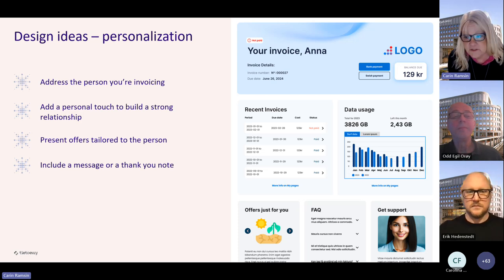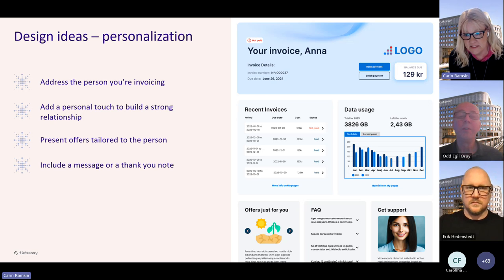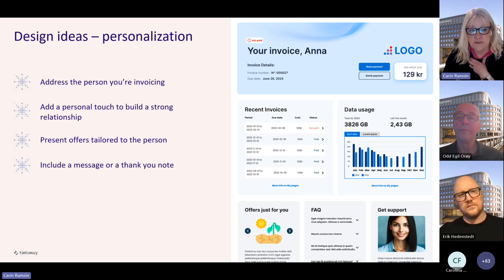If we take an example from the energy sector, of course, you need to have different approaches to people living in apartments or living in a house. But there are a lot of other things that you can do. You can also improve by asking the customer, is this a good customer experience? What are they missing in their interaction? Are they even able to have an interaction with you as a supplier? Can they ask questions directly to customer service? Can they give you feedback on what they like or dislike with the experience or what they are missing? So add a personal touch, present offers that feel relevant to each specific person, and also include a message, just thank you for being a customer. That could also be highly appreciated.